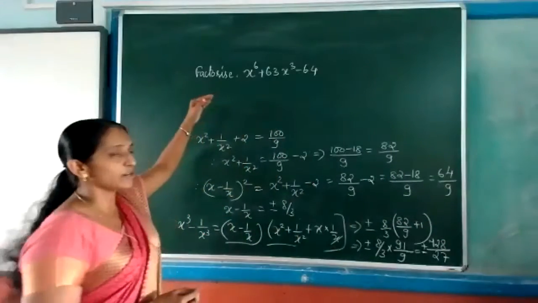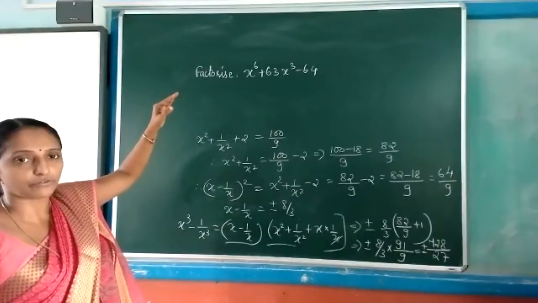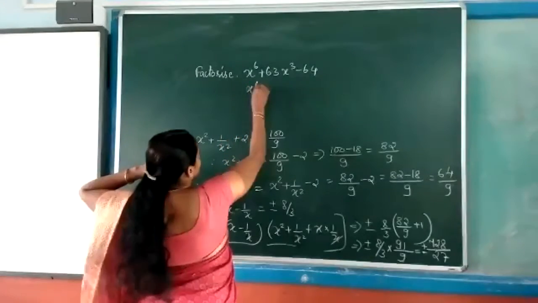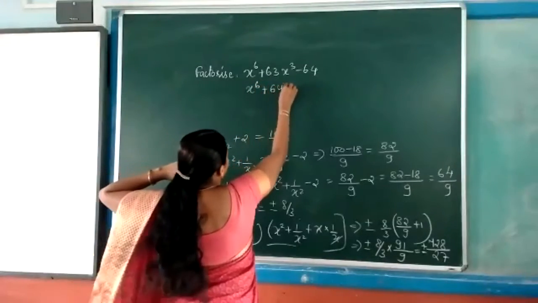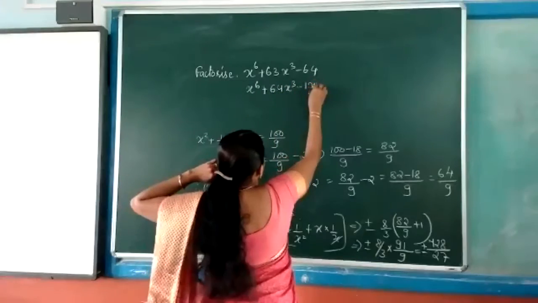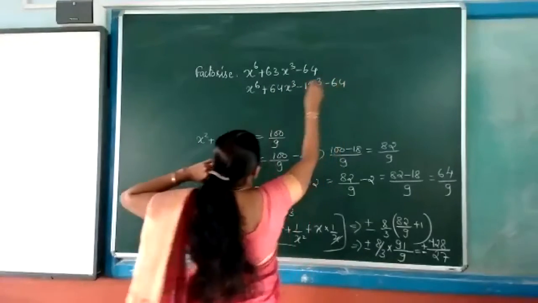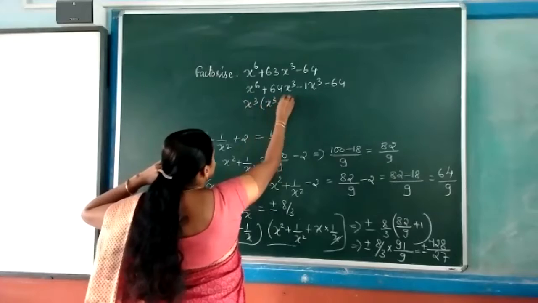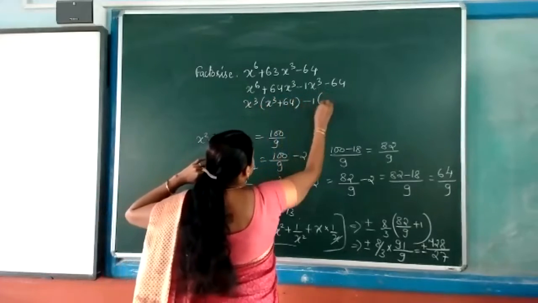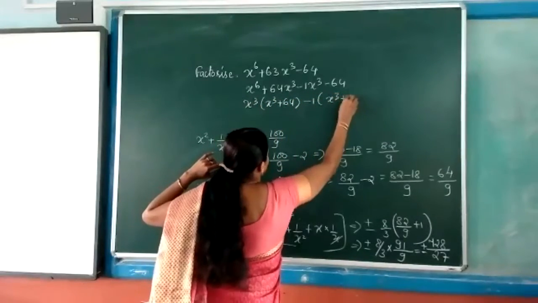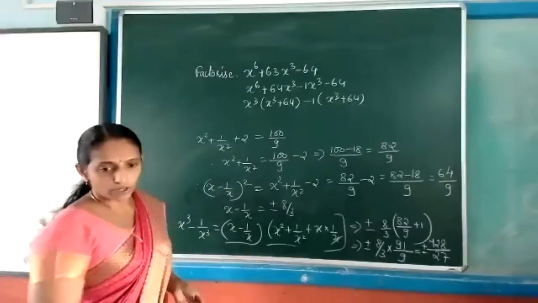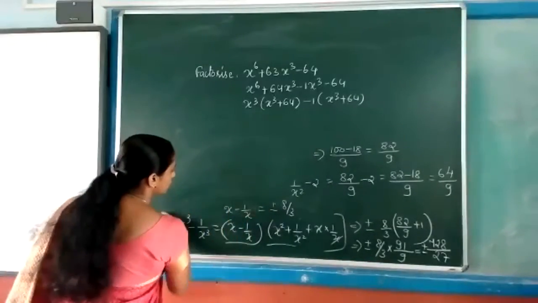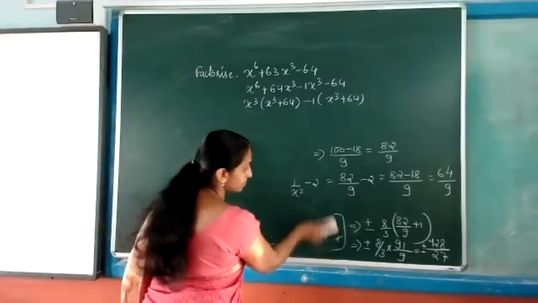So this is a trinomial. First of all, you have to find the sum product rule. So if you are splitting, you will be getting x power 6 plus 64 x cube minus 1 x cube minus 64. That means x cube into x cube plus 64 minus 1 into x cube plus 64. So you are getting two terms in cube form.